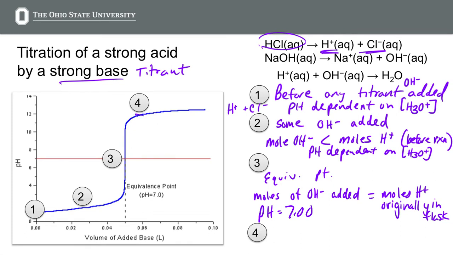Then point 4 is anywhere past the equivalence point. Doesn't have to be at the top of that curve. Okay, or if it takes 15 milliliters of sodium hydroxide to get to the equivalence point, at 15.01 milliliters, we're at the region beyond the equivalence point, and all of these things that I'm going to say next are true. So, the pH at this point is dependent on excess hydroxide.